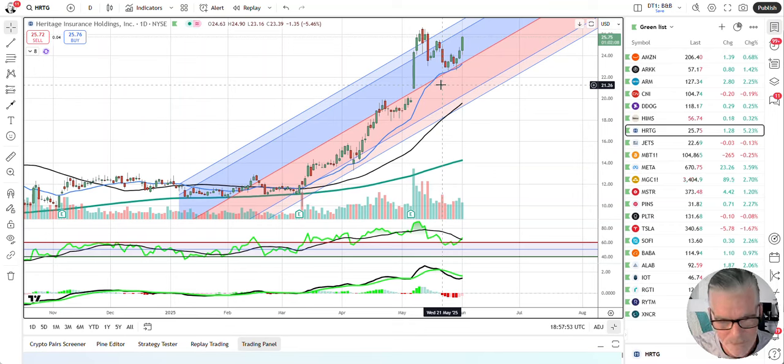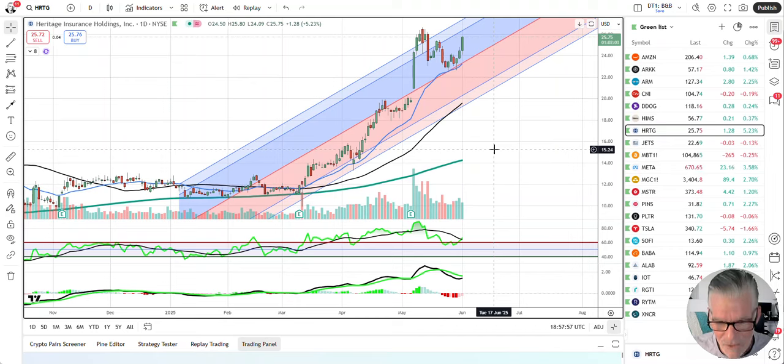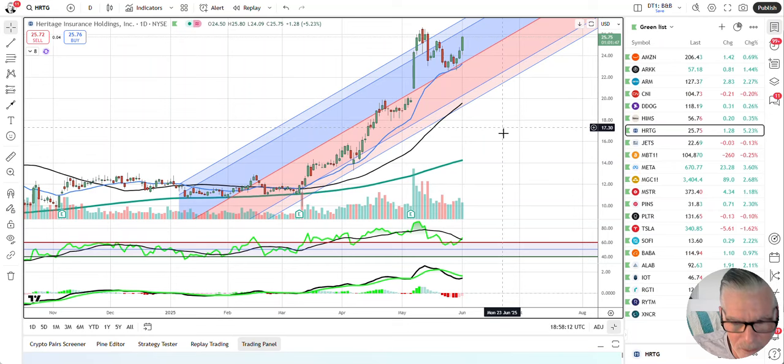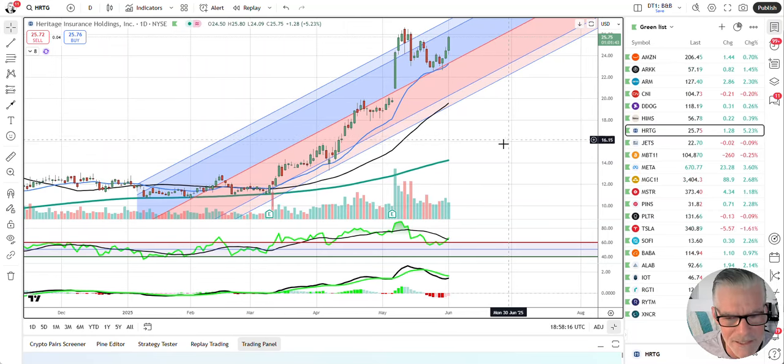Everything's flowing up. The 21 is up, the 50's up, the 200's up. They're stacked in the right way: 21 above 50, 50 above 200. The LRC is up. You're hardly getting below the midline of the LRC, and when it does come down into that area, it bounces cleanly. This is one from my momentum letter, and I just really, really like this setup a lot.